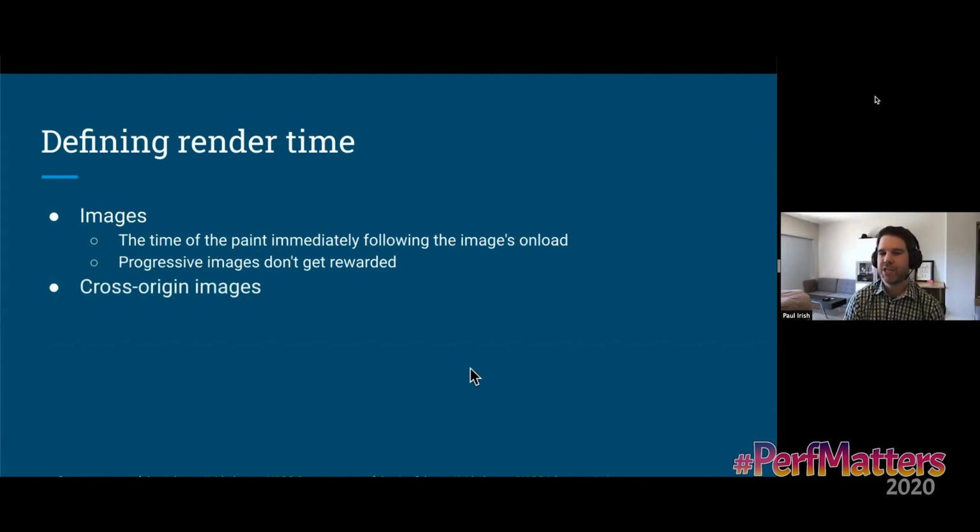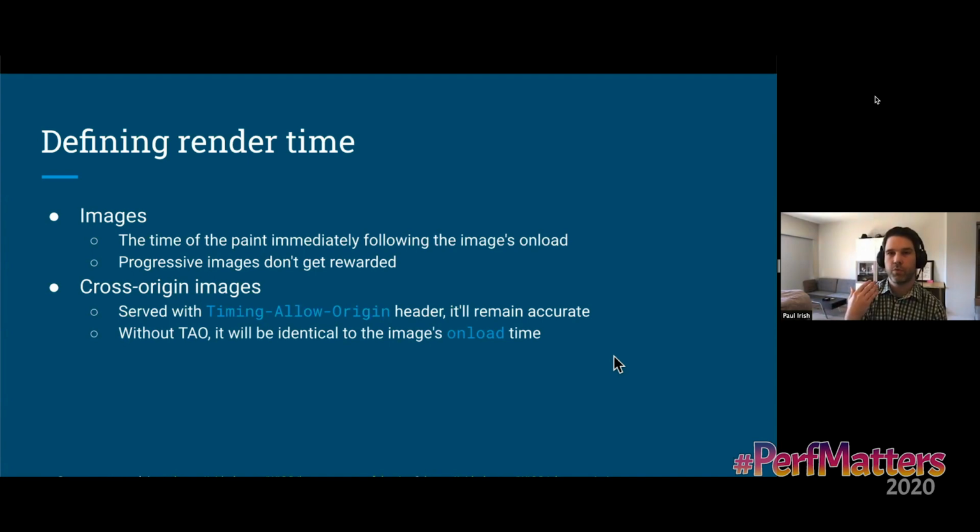So that's images, and it's actually same origin images, because cross-origin images is tricky. This has a lot to do with everything that we learned from Yoav in his talk earlier. Privacy concerns are really tricky, especially when dealing with cross-origin items. And getting accurate times is a really tricky problem here. So basically, if a cross-origin image is served with the Timing-Allow-Origin header, that header is just saying whatever web page consumes this can have access to all of the specific timings, then that paint time will remain accurate. But otherwise, the best time that you can get is the onload time of that image.